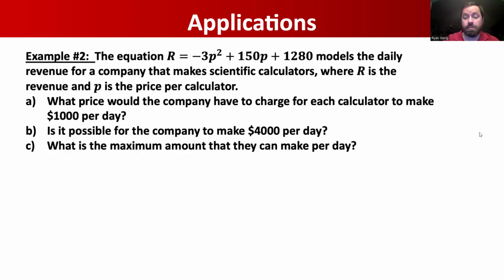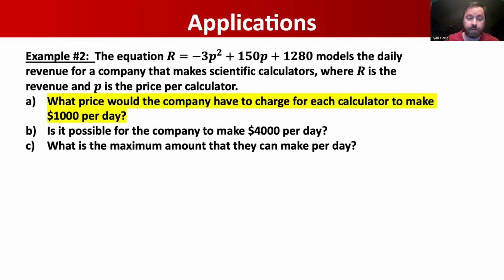Okay, here's another more real-life example of quadratics. So this equation here, it's given to us already, models the daily revenue for a company that makes scientific calculators, where R is the revenue and P is the price per calculator. So 3 questions with this, and we're going to solve each one individually. What price would the company have to charge for each calculator to make $1,000 per day? Second question, is it possible for the company to make $4,000 per day? And the third one, what is the maximum amount that they can make per day? 3 different questions, 3 different problems completely.